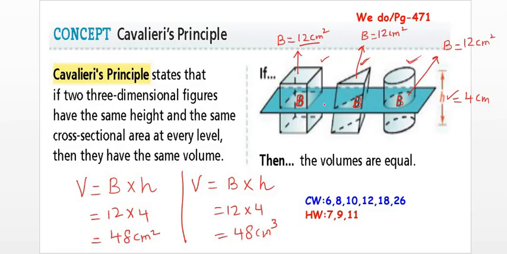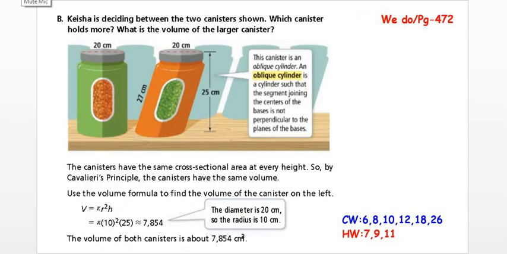If they have the same cross-sectional area and the same height, even if they look different, they will have the same volume. Hope it's clear for you. Now here is an example for the theorem that we just did. You can see here we have been given two cylinders, or you can say two canisters. They ask which canister holds more liquid or more jam or whatever is inside the canisters.